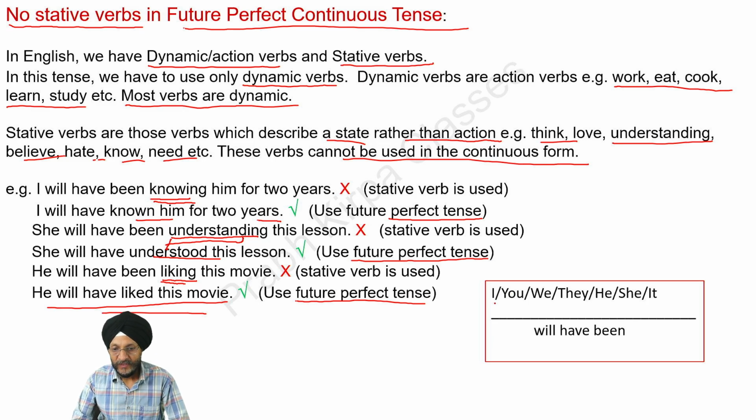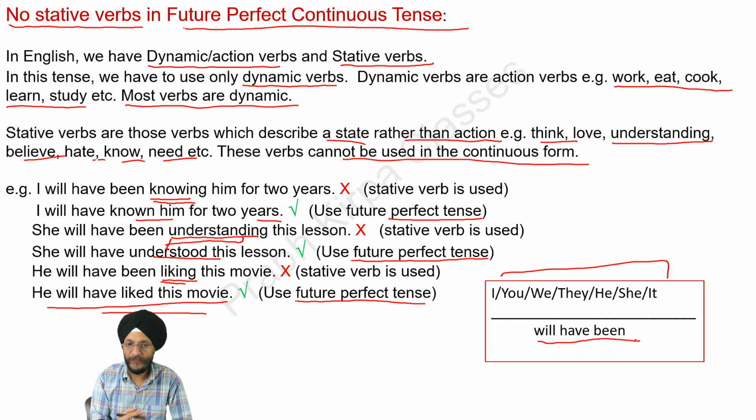Next, I, you, we, they, he, she, it, all these are subjects. Subjects are followed by will have been in case of future perfect continuous tense.